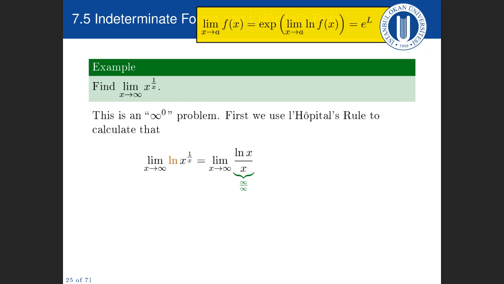Ln of x to the power 1 over x is the same as ln x divided by x, and that would give us infinity divided by infinity if we took the limit of the function on the top and the limit of the function on the bottom. So we can use L'Hopital's rule. 1 over x divided by 1, or 0 divided by 1, or 0.